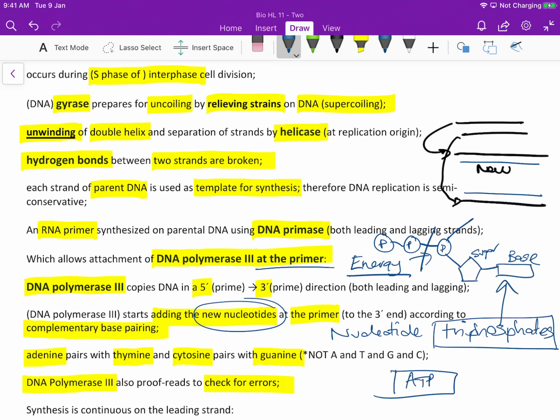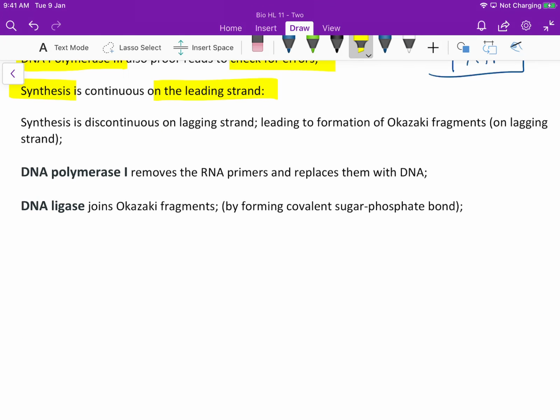So the synthesis on the leading strand is continuous because it can run 5' to 3' towards the zip, towards the replication fork. But the synthesis on the lagging strand is discontinuous because it can't run towards the replication fork 5' to 3'. It has to run away 5' to 3', leading to the formation of Okazaki fragments.